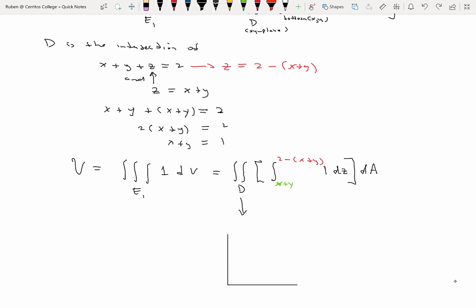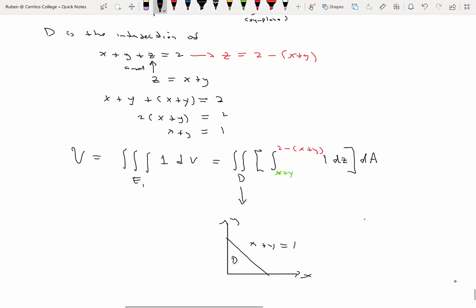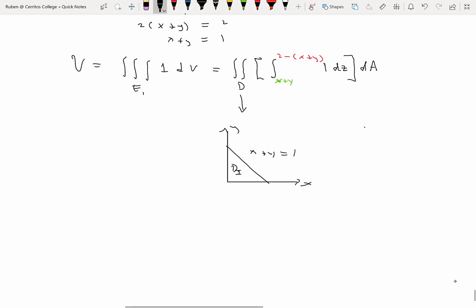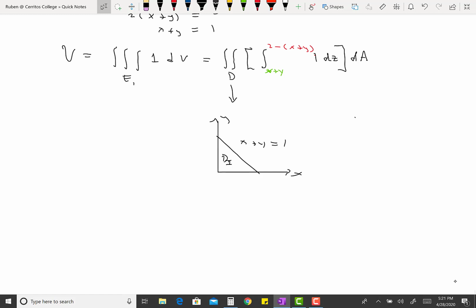Okay, let's do that. Here's the xy plane. Here's the line x plus y equals 1. And here's our region D. Now remember, we're translating our triple integral into a double integral, so now we're concentrating on the limits of integration in the double integral. D can be considered a type I from our previous work, or type II. Perfectly legit to consider type I or II. It really doesn't matter.